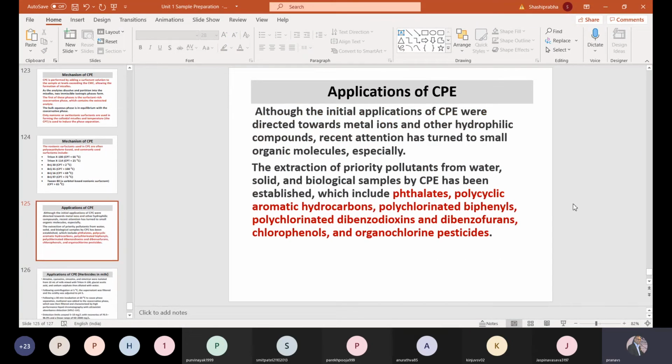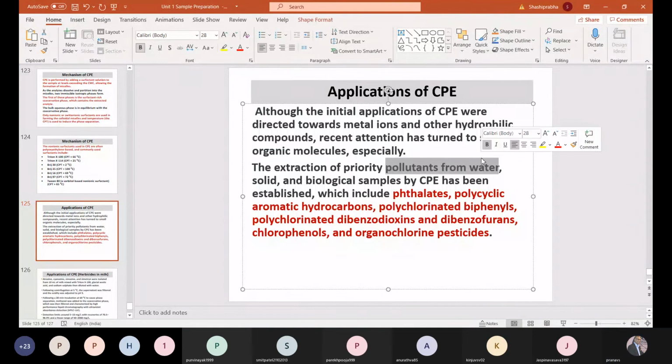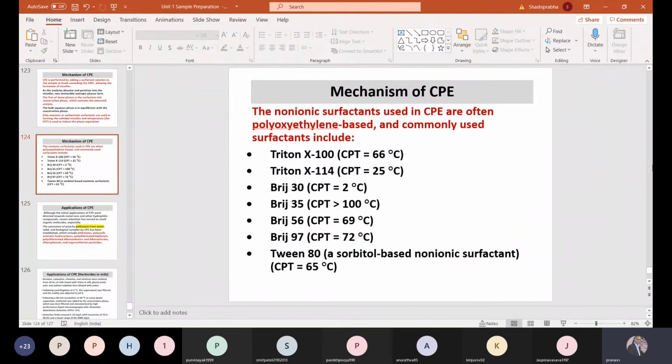And as I said, it finds applications in so many areas. The extraction of priority pollutants from water, solids and biological samples has been done. That means for removal of pollutants in water, one can use cloud point extraction. It has removed phthalates. This is very important. Toxic polycyclic aromatic hydrocarbons, biphenyls, chlorinated compounds, organochlorine pesticides can be removed from samples using cloud point extraction.